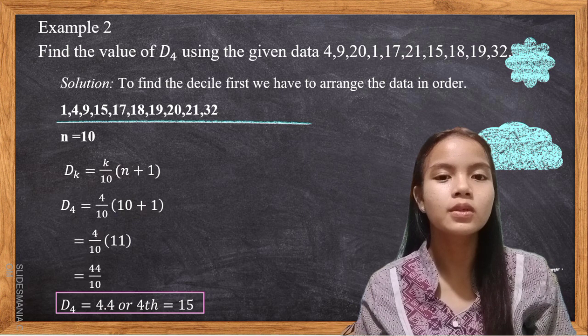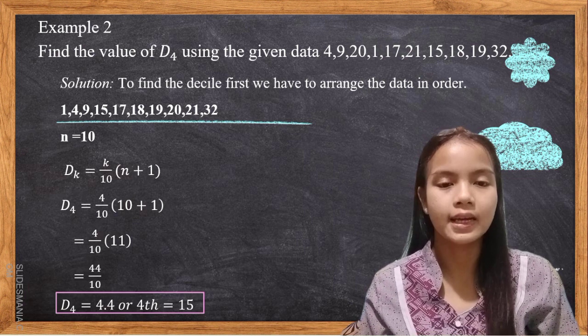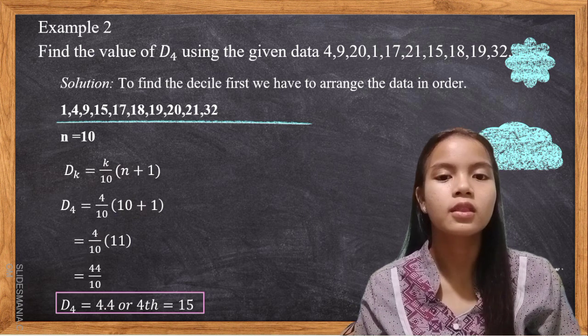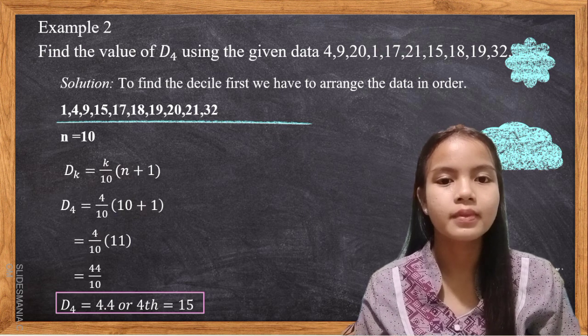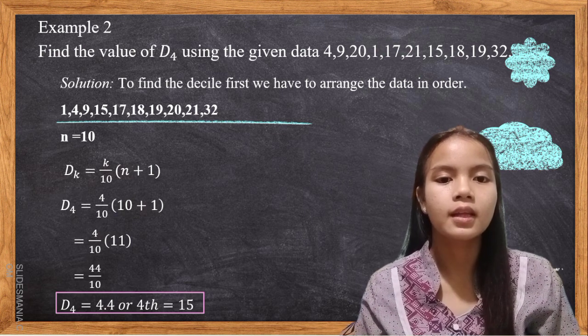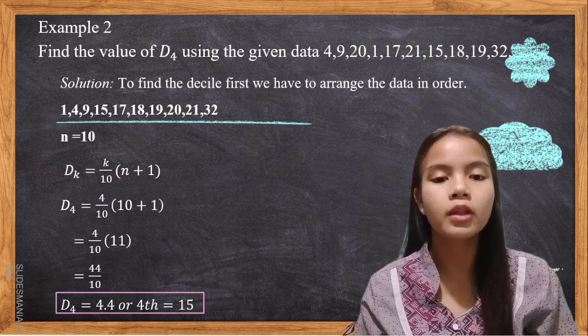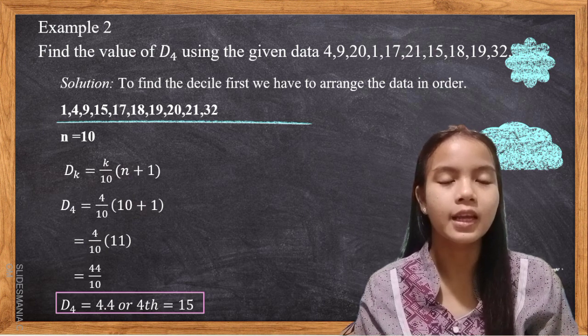So we need to use the formula d sub k is equal to k over 10 times n plus 1. So we need to substitute. Decile, or d sub 4, is equal to 4 over 10 times 10 plus 1. So 4 over 10 times 11 is equal to 44 over 10. So it equals 4.4, or the 4th position. So d sub 4 is equal to 15. 15 is the 4th position of the data.